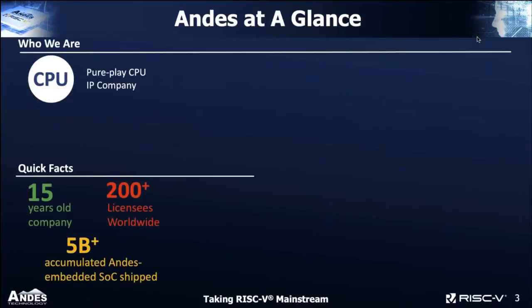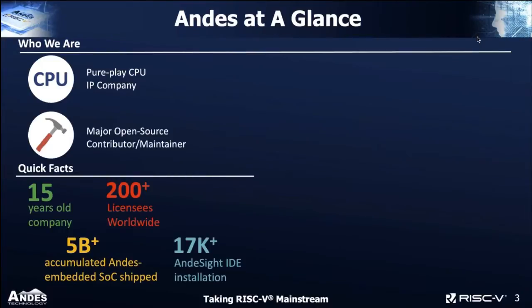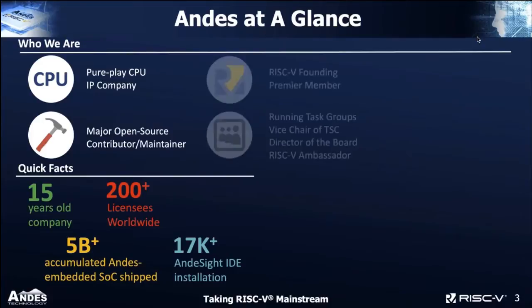For those of you who are not familiar with Andes, we are a pure play CPU IP company. We are 15 years old. We have over 200 licenses worldwide. And so far, we have over 5 billion SoCs shipped with our technology. We are a major open source contributor. We maintain many open source projects. And we also have our own proprietary toolset as well as GUI.